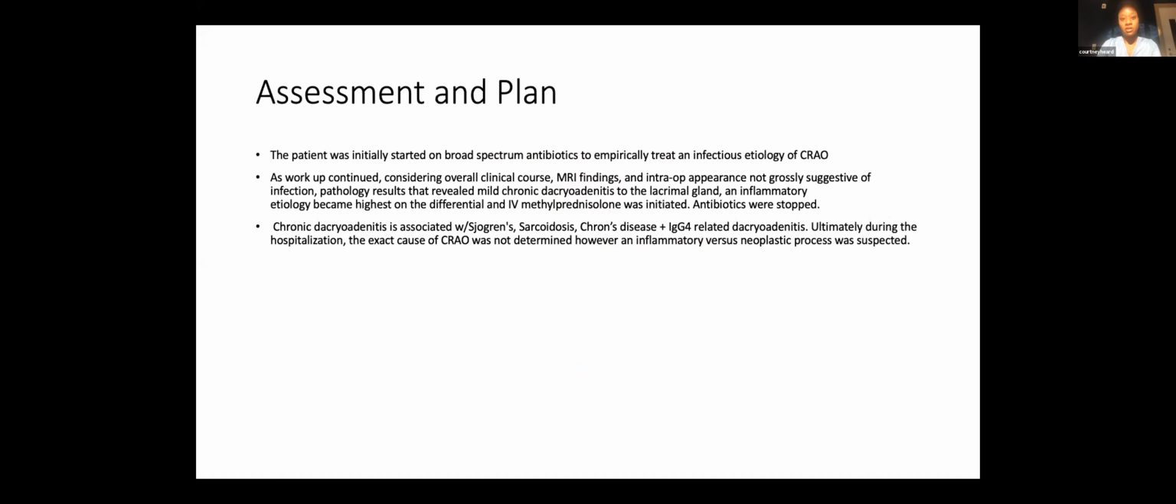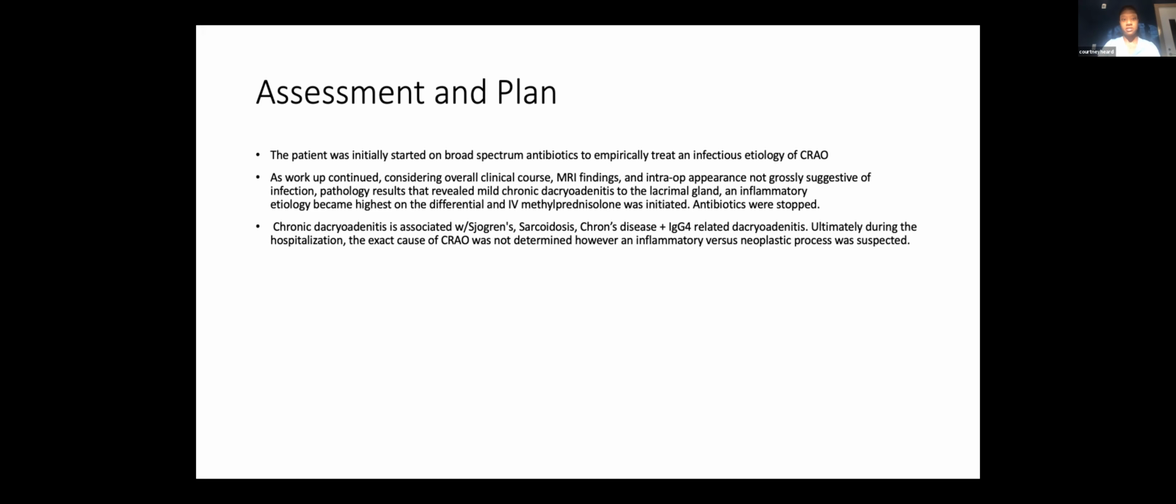The patient was initially started on broad spectrum antibiotics to empirically treat an infectious etiology of central retinal artery occlusion. As workup continued, considering the overall clinical course, MRI findings, and intraop appearance not grossly suggestive of infection, and pathology results that revealed the mild chronic dacryoadenitis to the lacrimal gland, an inflammatory etiology became highest on the differential, and IV methylprednisolone was initiated for the patient. Antibiotics were stopped. After the initiation of IV methylprednisolone, the patient's symptoms did improve with return of his extraocular movements, as well as reduced swelling to his right eye.